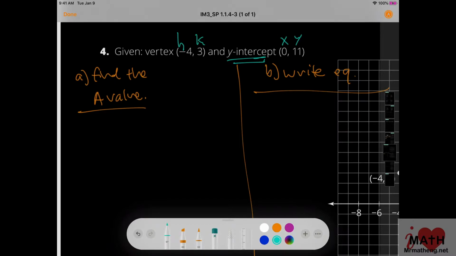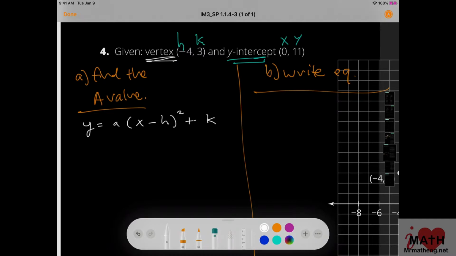What kind of form are we going to use? Well, just think about it. They gave you the vertex, so use vertex form. Go ahead and locate that on your foldable. I don't have one in front of me. y equals a times (x minus h) squared plus k. That is vertex form.